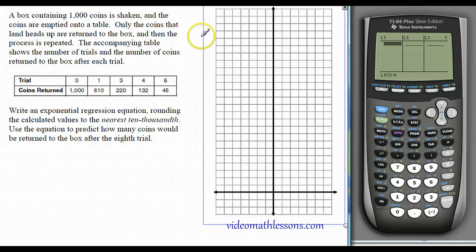All right, here we go. We got a whole big word problem here. There's a box, there's 1,000 coins, they shake it, they dump the coins on the table. So you're counting the ones that land heads up. And then they do it again. And then they just keep doing it. So they do it 6 times. And these are what the heads up are. So what's the exponential equation? Rounding to the nearest 10,000th.